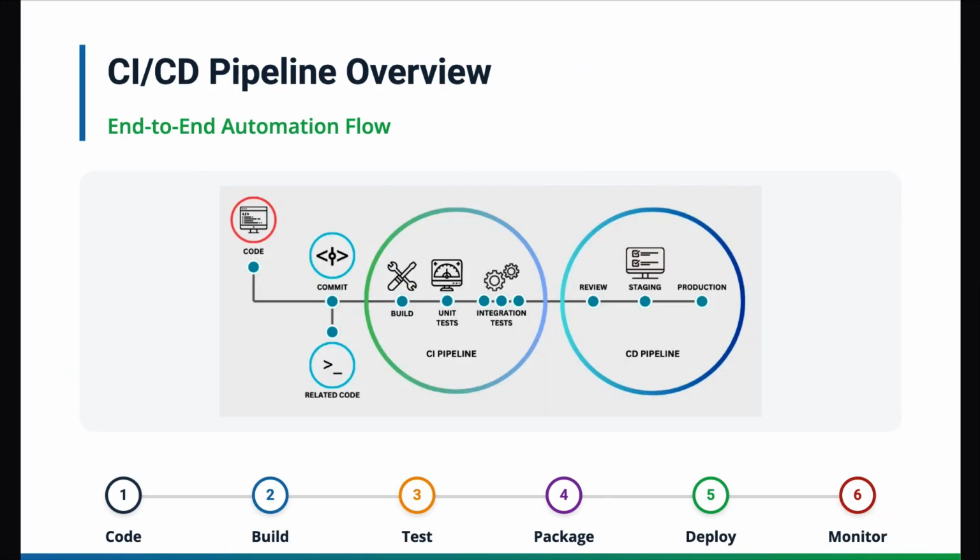Here is the overview of the CI/CD pipeline as a whole. The pipeline usually starts with the code being pushed. It moves to build, test, package, and deploy stages. After deployment, monitoring ensures everything is working properly. If an issue is detected, alerts are triggered. This pipeline runs continuously, which is why it is called CI/CD. It's an ongoing cycle of improvement.